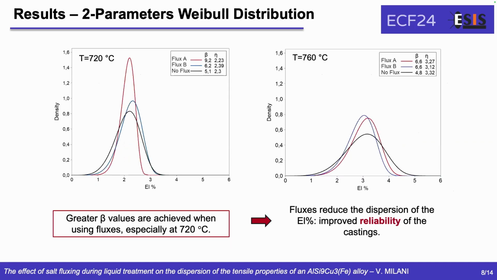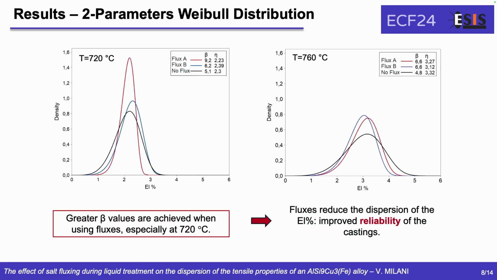Now let's move on to the two parameters Weibull distribution. From the first graph on the left, we can see that the higher Weibull modulus was obtained when using flux A, which also produces the narrower distribution, whereas not using the flux led to a lower Weibull modulus and thus to a wider distribution in the Weibull analysis.